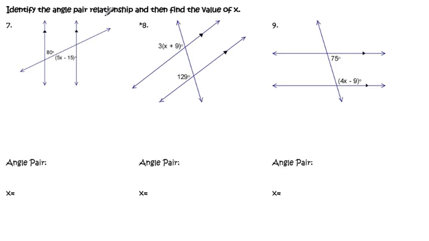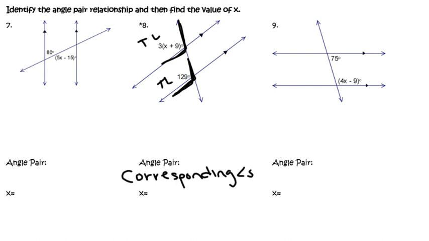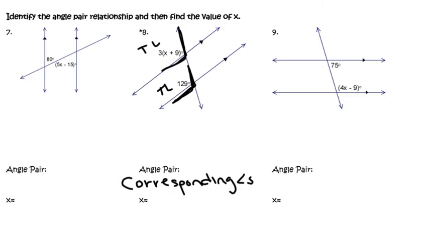Okay, and the last one, number 8, we're going to identify the angle pair relationship, and then we'll find x. So right here we have two angles that are in the same location, just different lines. You have the top left corner here, top left corner here. So these are corresponding angles. Corresponding means they are in the same position, just on different lines. And corresponding angles are congruent, so we are going to set them equal to each other.